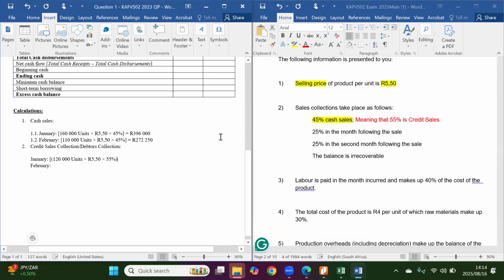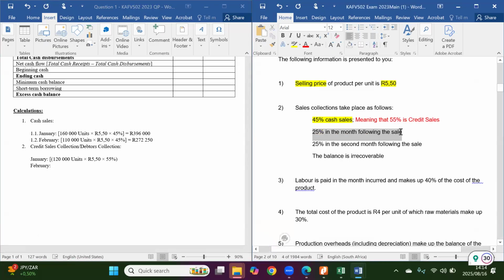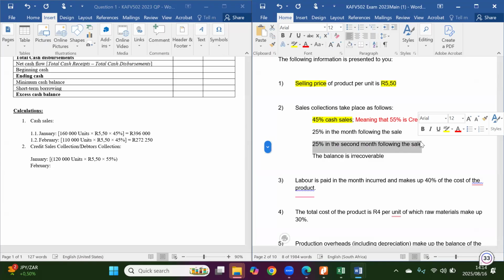But how are they doing the collection for the credit sales for November? 25% of the credit sales in November are collected the following month, which is December. But are we dealing with December in our question? No. We are dealing with January and February. So ignore that part. But then we are told 25% still of the credit sales for November is collected in the second month following the sale, meaning to say it will be collected in January of 2024. Does it make sense?